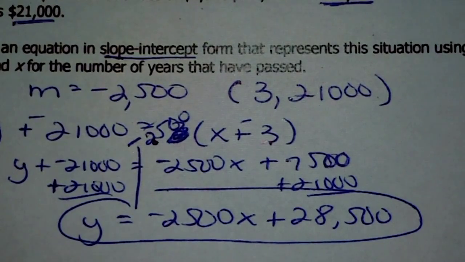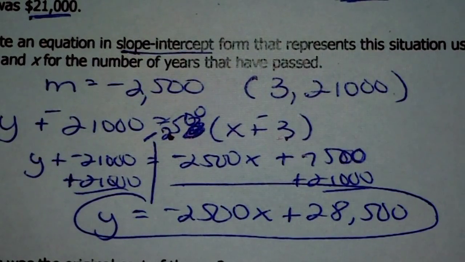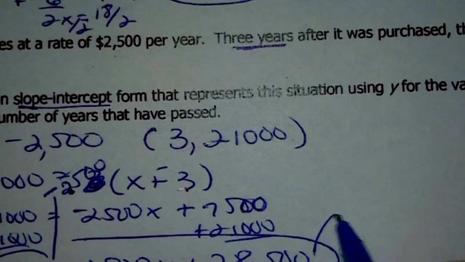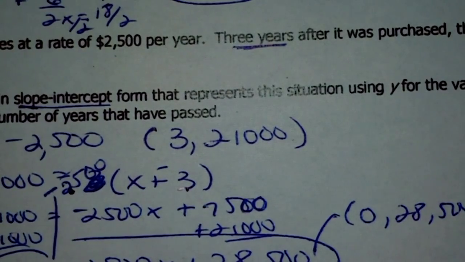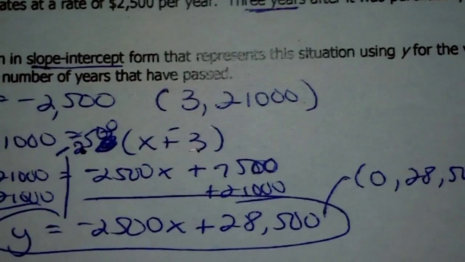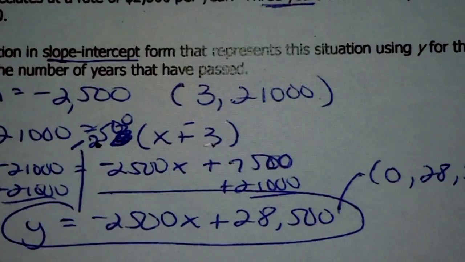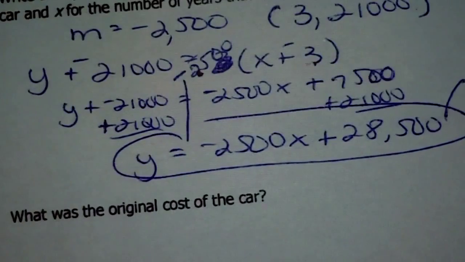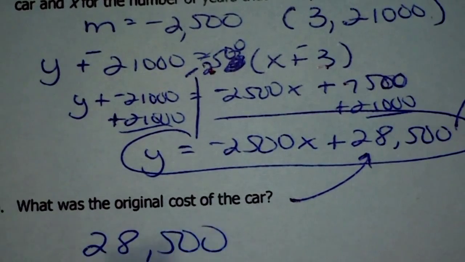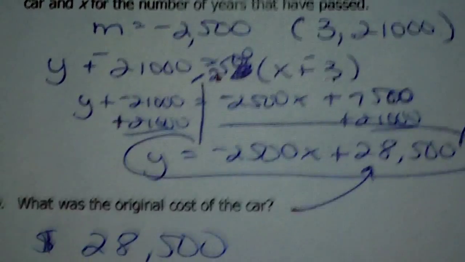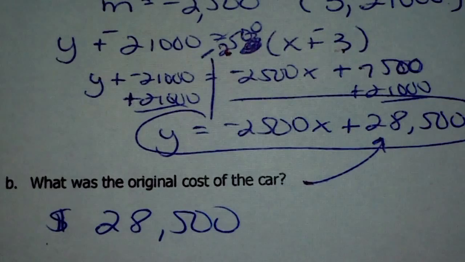Letter B asks you, what is the original cost of the car? And doesn't the b in your equation tell you when x is 0 what y is? It does, right? So if the time were 0, isn't that the original cost of the car? So the b in this equation is the original cost of the car. The car was $28,500. Hopefully it's a good one.